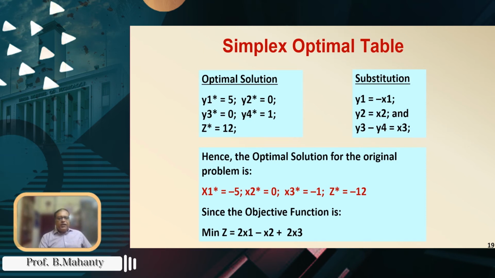And what should be x3? x3 is y3 minus y4. So y3 is 0 and y4 is 1. So x3 should be minus 1. Is it all right? So these are the x1, x2, x3 values. And since the objective function is 2x1 minus x2 plus 2x3, that should be minus 5 into 2, that is minus 10, and minus 1 into 2, so minus 2. So therefore, minus 12. So this is going to be the optimal solution of the original problem.